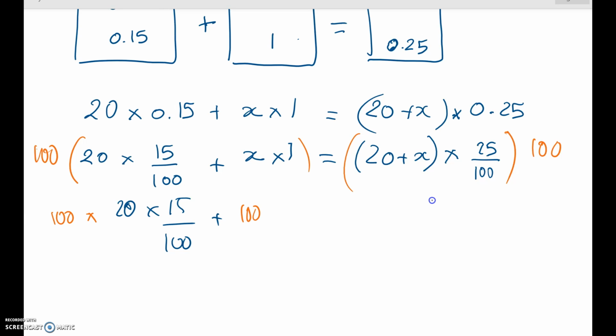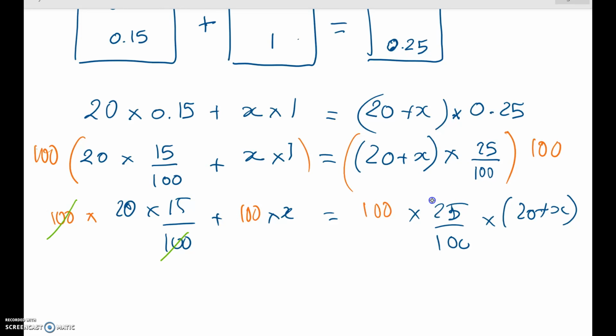You following me? Multiply by x, multiply by 1, so I'm not going to multiply by 1, it's okay, equal 100 multiply by 25 divided by 100 multiply by 20 plus x. You with me? Now, I can see clearly that 100 and 100 can divide out.